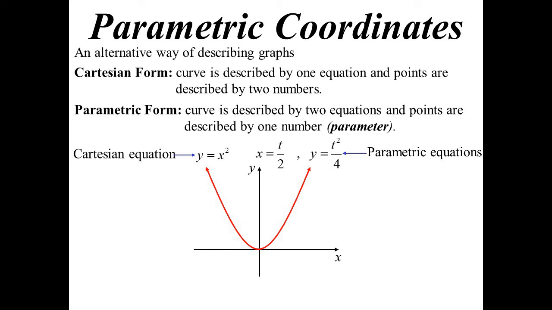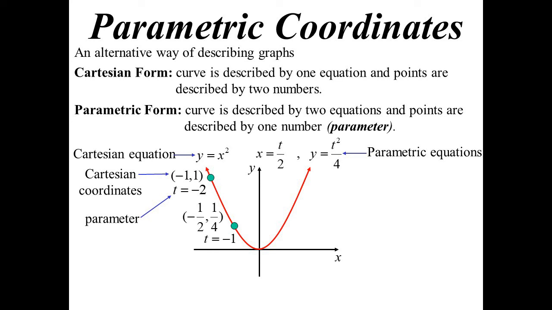So over here we've got the point minus 1, 1. That would be the Cartesian coordinates of that point. Well, the parameter of that point is simply t equals negative 2. If you were to substitute negative 2 into my x and y equations, you would come up with minus 1, 1. Minus a half, a quarter would have parameter t equals minus 1. The origin, that's t equals 0. A half, a quarter would be t equals positive 1. And 1, 1 is t equals 2.